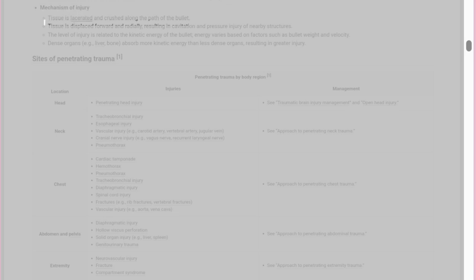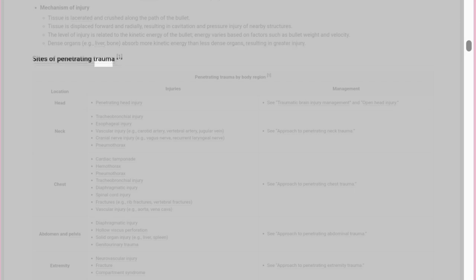Mechanism of injury: tissue is lacerated and crushed along the path of the bullet. Tissue is displaced forward and radially, resulting in cavitation and pressure injury of nearby structures. The level of injury is related to the kinetic energy of the bullet. Energy varies based on factors such as bullet weight and velocity. Dense organs, for example liver and bone, absorb more kinetic energy than less dense organs, resulting in greater injury.